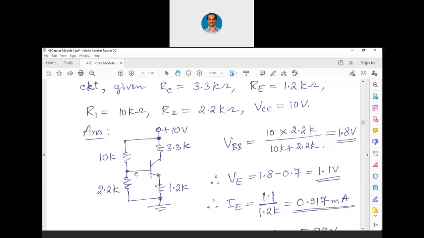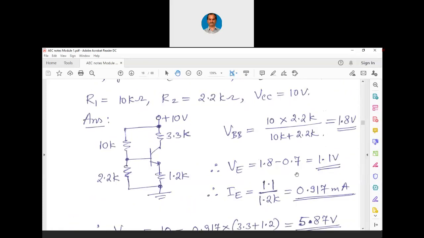Because the net voltage here is 1.8. Imagine here it is 1.8 and at the emitter it is 1.1. If at all due to any reason, if collector current increases due to increase in temperature, let us say this becomes 1.2. Then VBB is 1.8. So VBE has to now become 0.6. If VBE becomes 0.6, then it means that transistor will never go into saturation region.